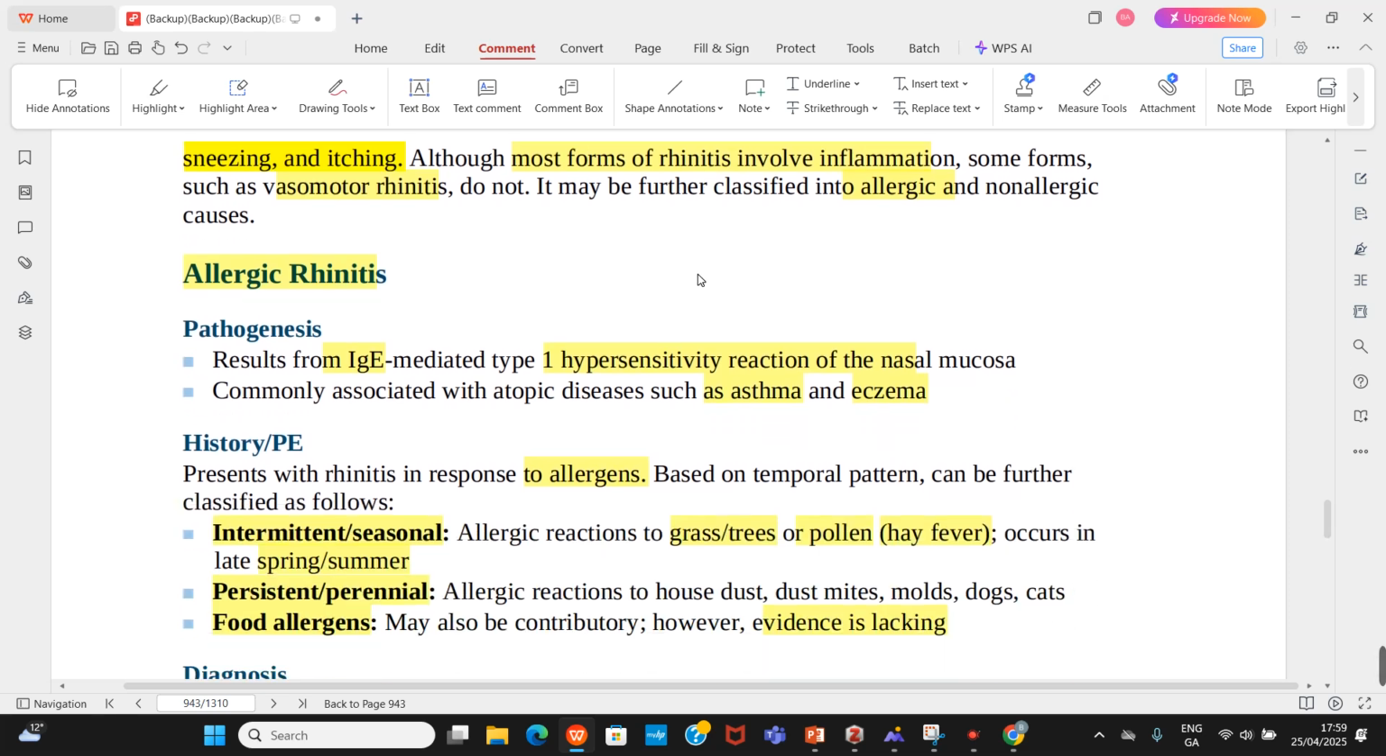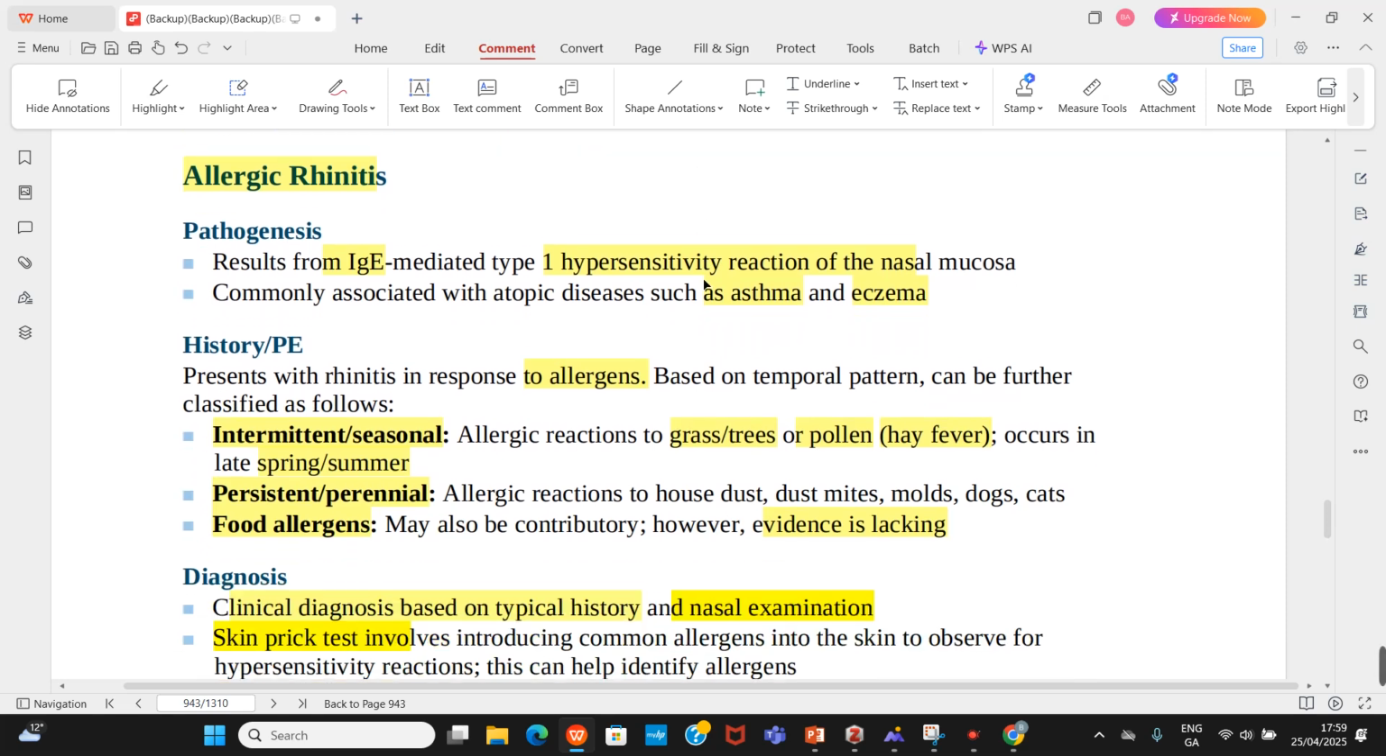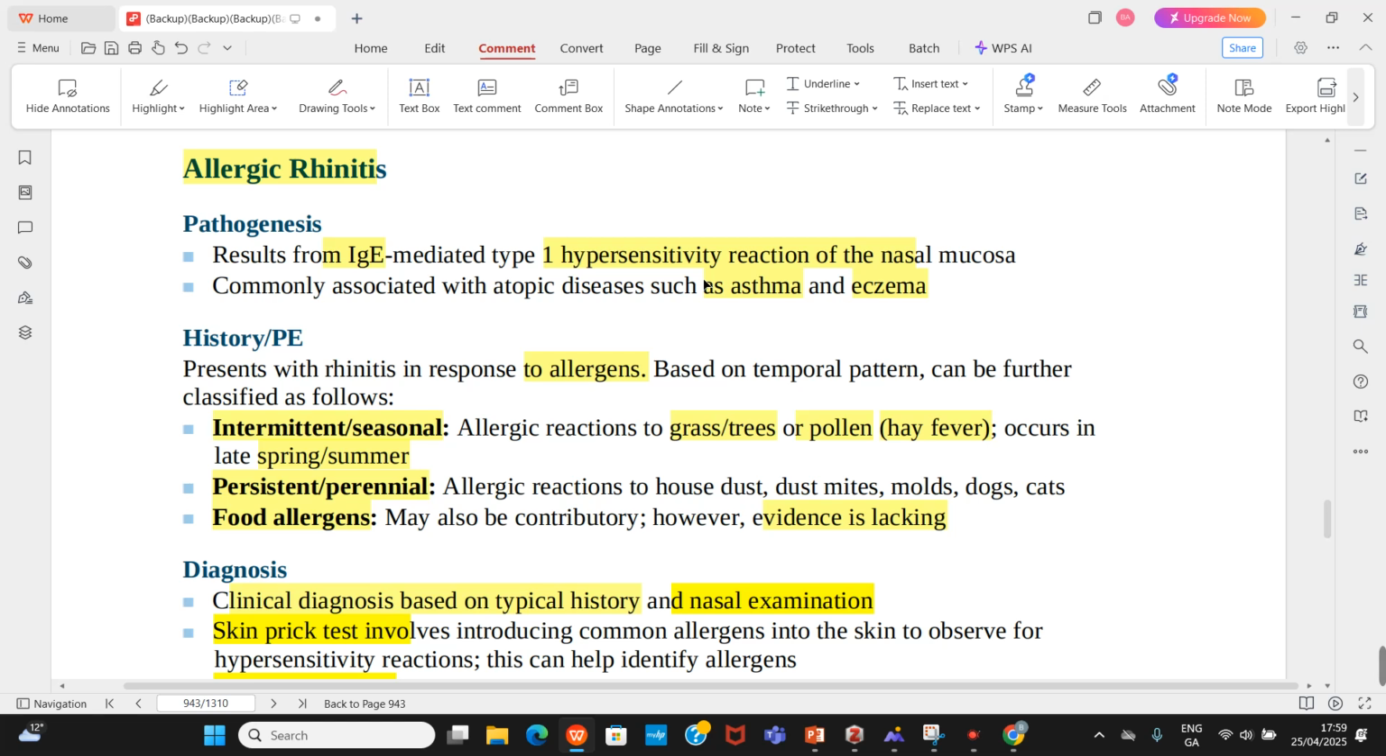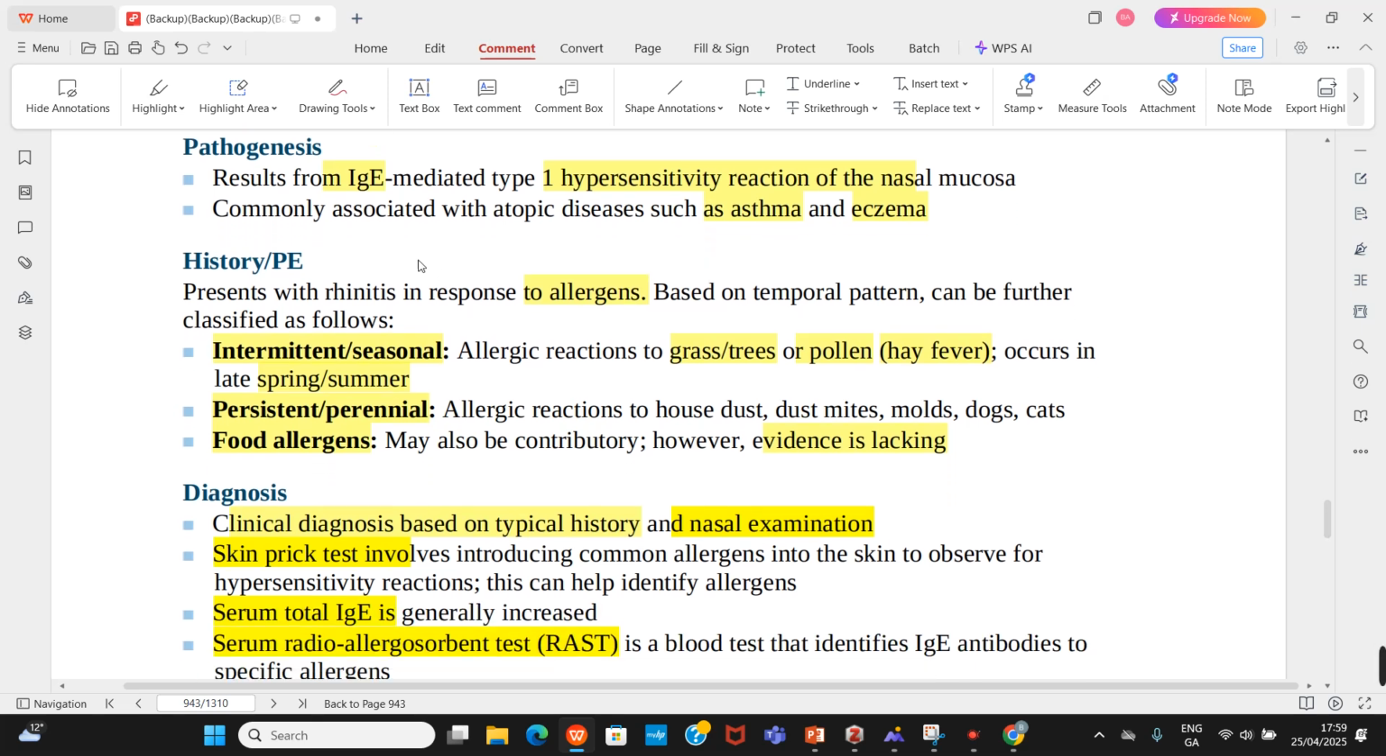We can classify it into allergic or non-allergic. The allergic one is due to type 1 hypersensitivity, IgE mediated type 1 hypersensitivity of the nasal mucosa. So it may be associated with other atopic disease, like maybe asthma or eczema, like atopic dermatitis, because it is an allergic process. It can be classified into intermittent, seasonal, persistent, or perennial. But trust me, we don't need this. Nobody's going to be asking us the classification.